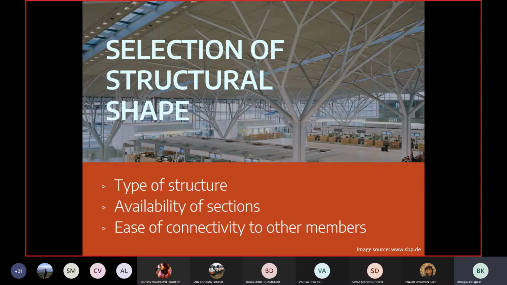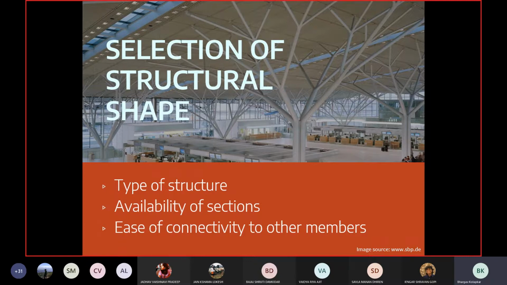So before jumping from your concept design to schematic design, as an architect, you should know which sections are available in the market and which are not. Which you can easily do by getting in touch with the supplier, and so practically availability of sections limits the spectrum or the range of sections that you can select.